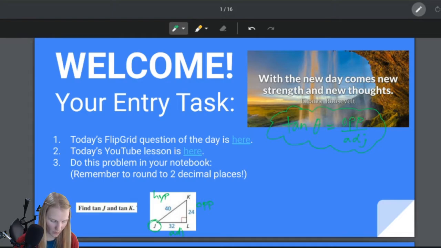So if I am looking for tangent, and let's use a different color that's easier to see. If I'm looking for tangent of J, I'm going to do opposite 24 over adjacent, which is 32.